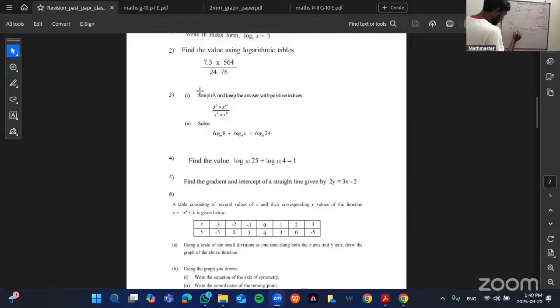Then log a and log a cancel. Then this becomes 8x equals 24. Divide both sides by 8. You can find x equals 3. The answer is x equals 3. Right? x equals 3 is the answer.